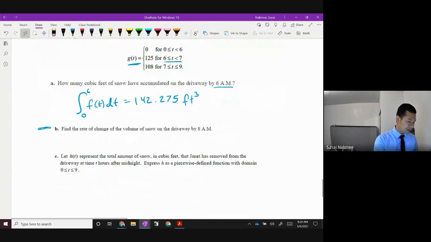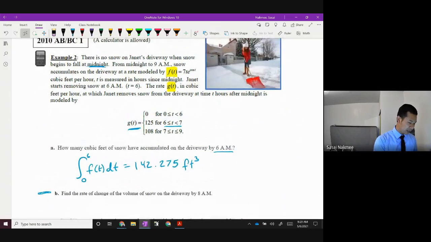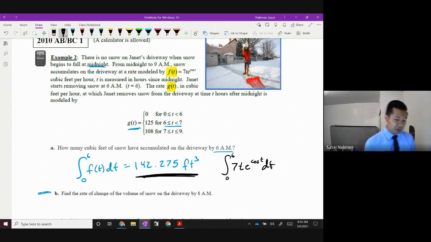For part A, this is all you had to do. This was a calculator part. You don't even have to do the antiderivatives by hand here. You just plug this into your calculator: the integral from 0 to 6 of f of t dt, where f of t was this function. It would look something like this, 0 to 6 of 7t e to the cosine of t dt. This is literally what would have gotten you your point, this answer right here. All you have to do is plug it into the calculator.